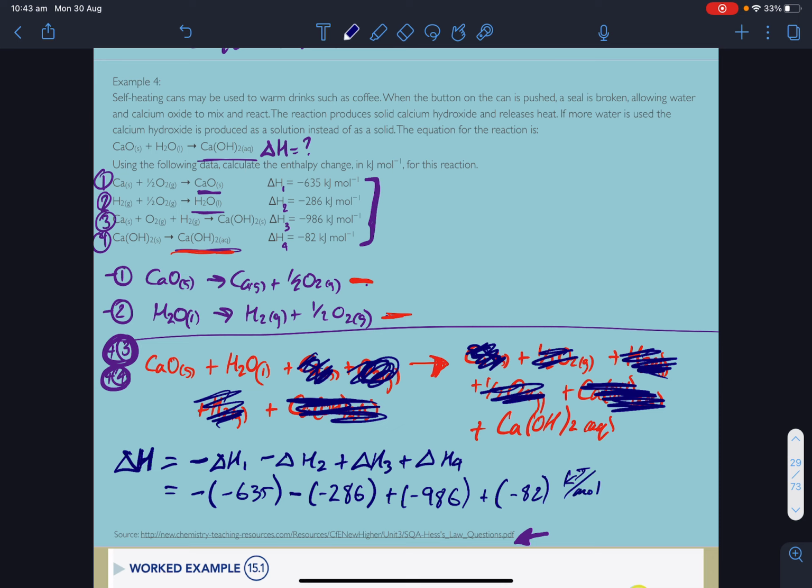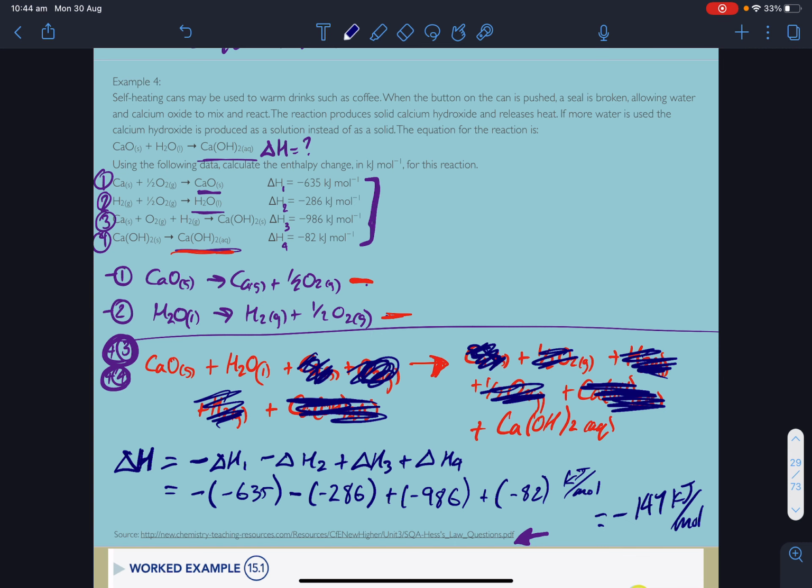I'm going to put all that in my calculator. So negative of negative 635 is just 635, and minus 286 is just plus 286, and then plus negative 986 is minus 986, and plus negative 82 is just minus 82, and I get negative 147 kilojoules per mole for the above reaction. Okay, if you could do a problem like that, you won't get a harder one in an exam.